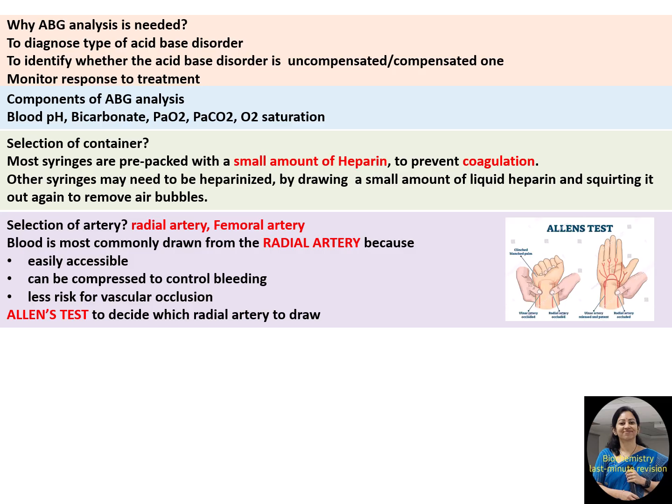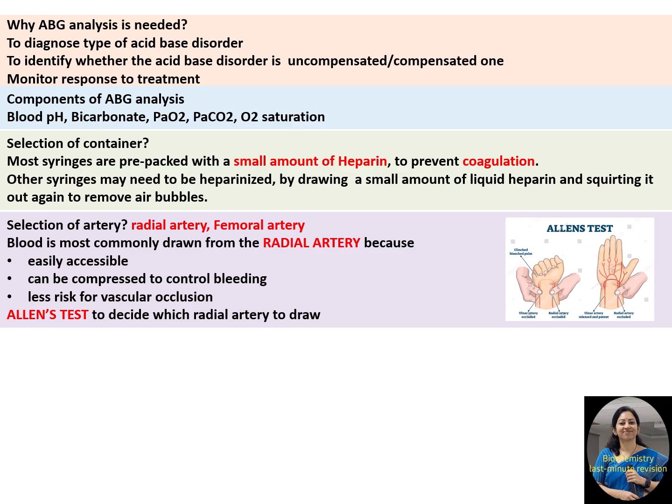So the Allen's test procedure is as follows. The patient is asked to make a fist, and both the radial and the ulnar artery are compressed by placing the thumb of the examiner or the conductor. This is released one after the other, to see how quickly the color returns to the palm. Ideally this is 5 to 15 seconds.